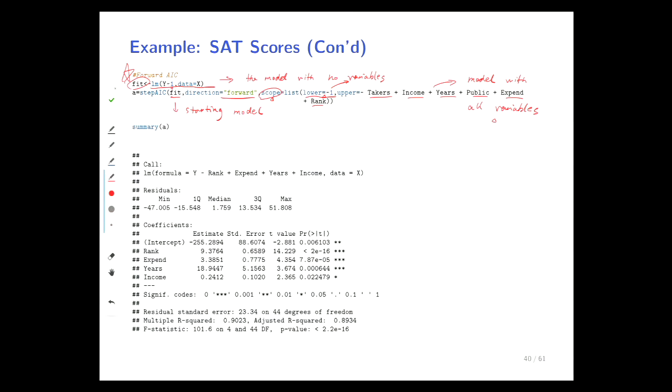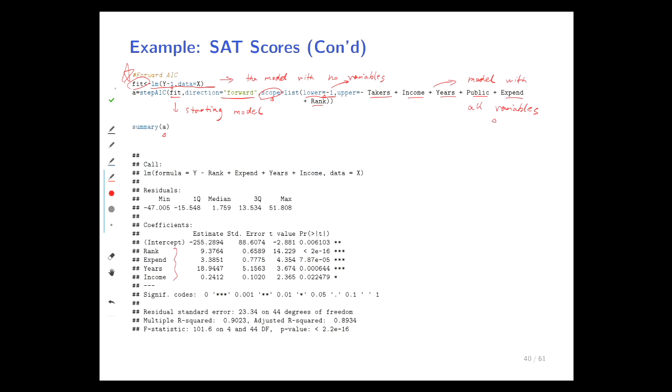But in order to get the result, it's still similar. You can just use summary output and then you will get the result. So this is the final result of your variable selection. Any questions for this, how to use this step AIC function?